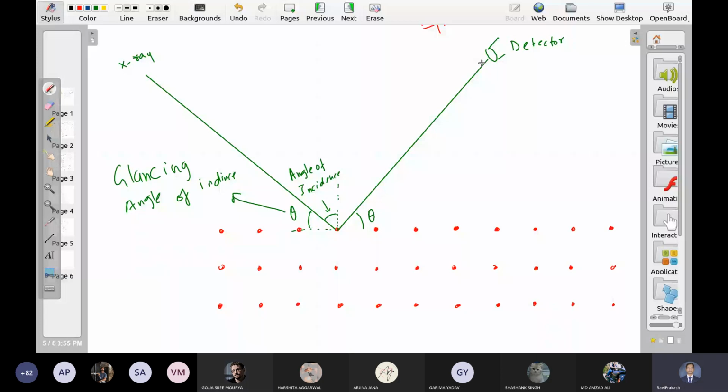Sir, for keeping the detector at the glancing angle, first we have to know the normal, no, sir? So since we know the surface of the crystal, we know the normal also, right? Because this surface is flat. Whatever sample we are using, it has a flat surface, right? Okay, sir.